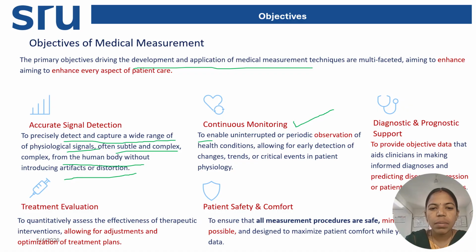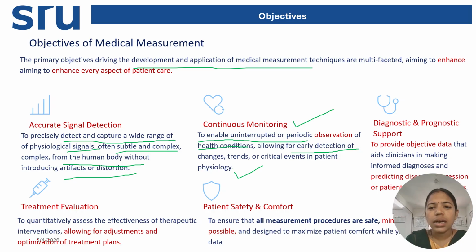So to enable uninterrupted monitoring, 24 hours within 1 week or 15 days, the patient will be under the observation of the hospital and his health condition will be observed, and this will allow the early detection of changes, trends, or critical events in the patient's physiology.